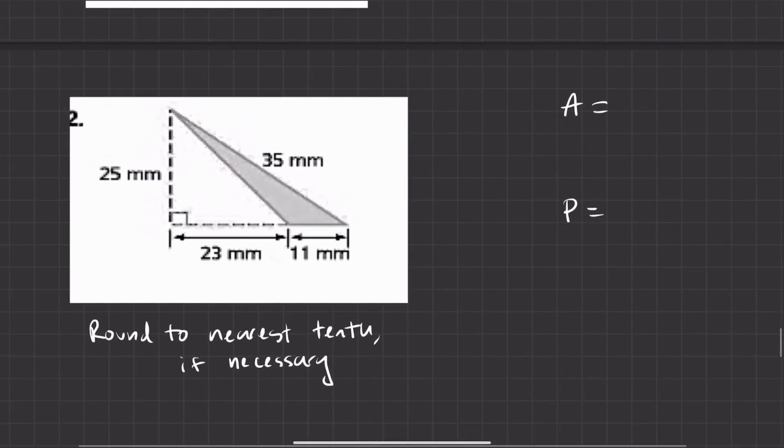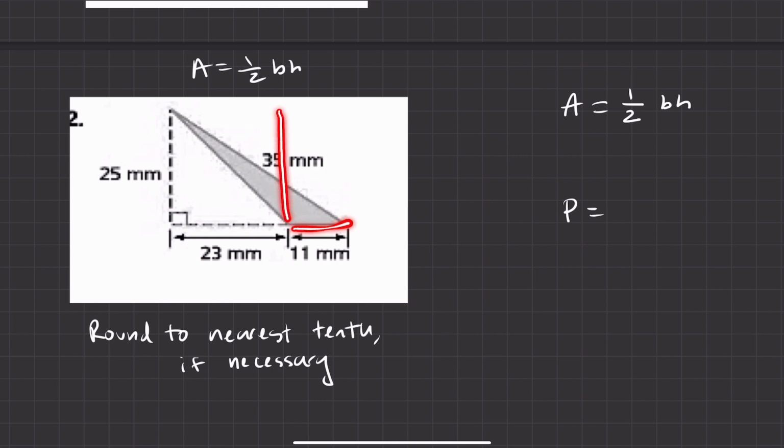Got some more to talk about. So here I got to figure out the area and the perimeter of the triangle, the shaded figure over here. So what do I do? Well, I'm going to figure out the area, which is really easy. The area of a triangle is always 1/2 base times the height. So A equals 1/2 base times the height. And note that the base is always perpendicular to the height. So here's 11, and it's perpendicular to the height, which is 25, if you can see that.